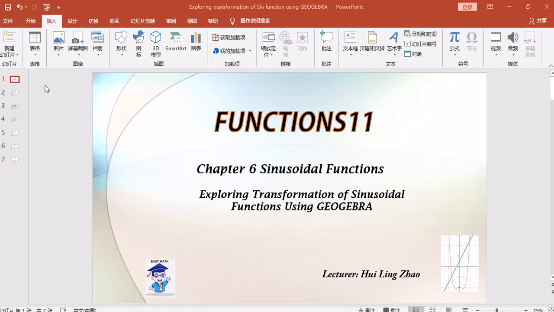Today we're talking about Functions 11, Chapter 6, Sinusoidal Functions. The topic is exploring transformation of a sinusoidal function using GeoGebra.